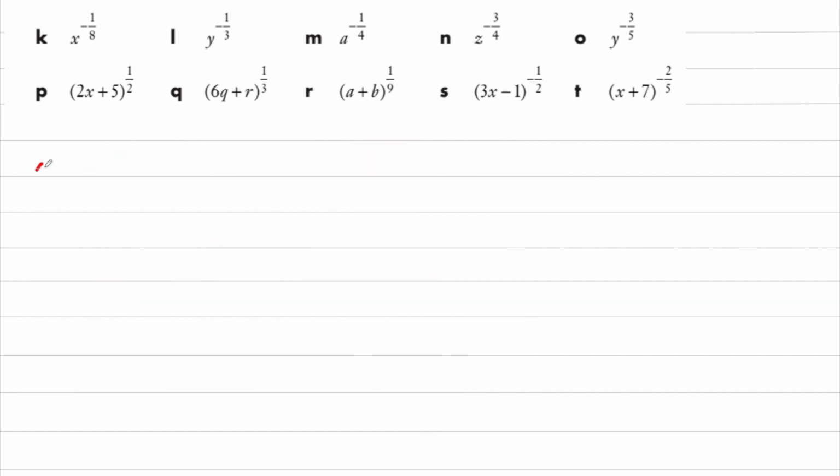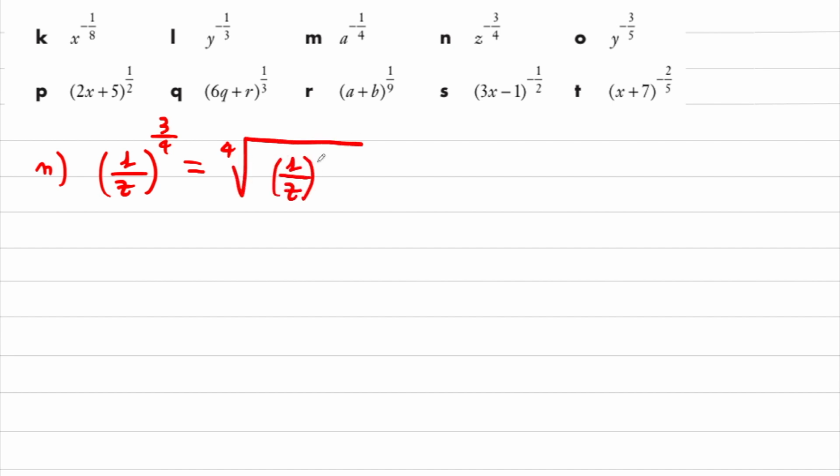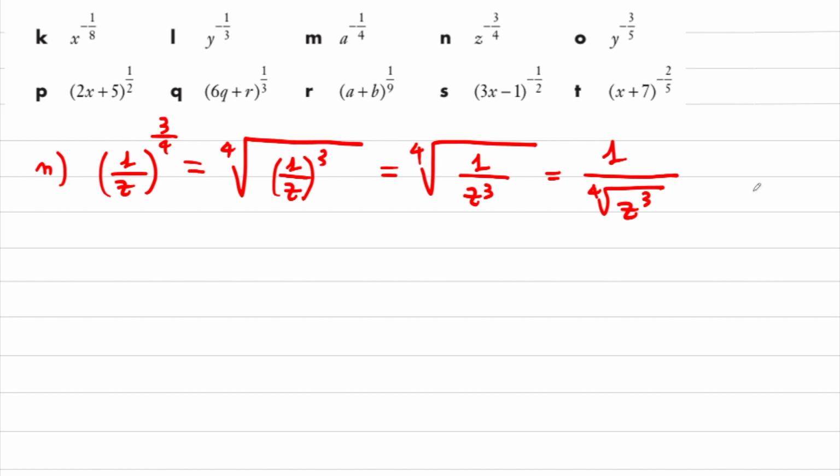And how about question n? You got z to the power of negative 3 over 4, which is 1 over z to the power of positive 3 over 4. And 3 over 4 means 4th root, and you got the cube inside the bracket, applied to the whole base. So for this writing, I will get 4th root of 1 cubed over z cubed. So for here, you will got 1 over 4th root of z to the power of 3, like this writing.